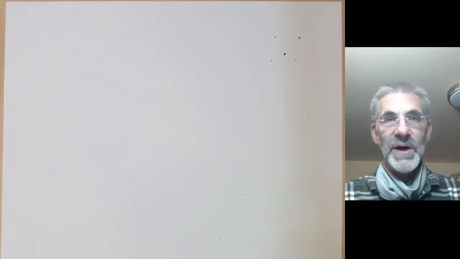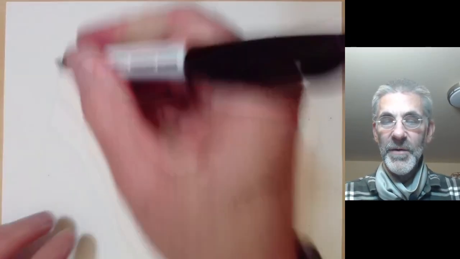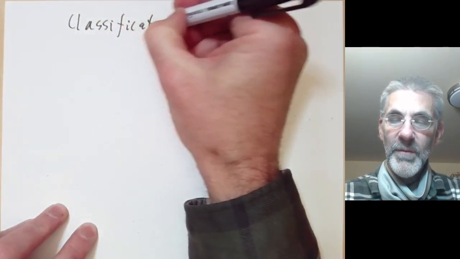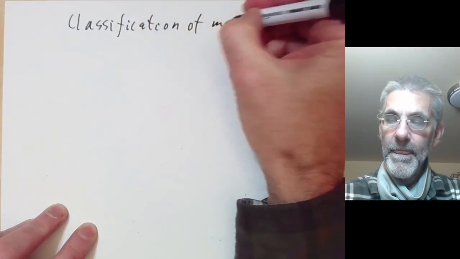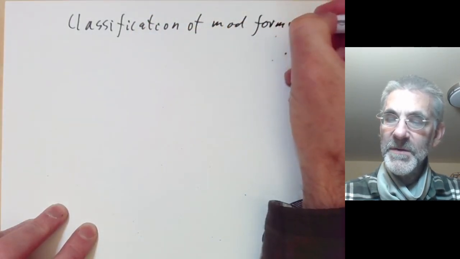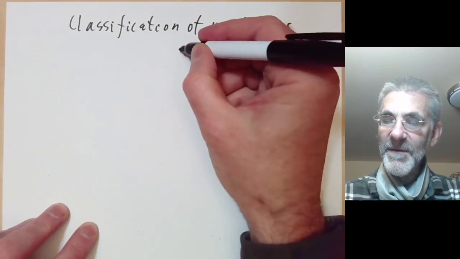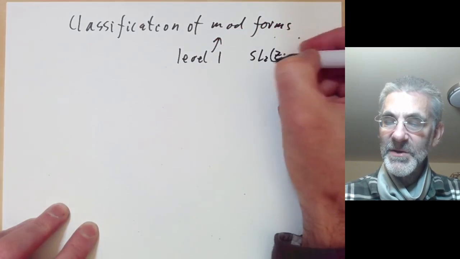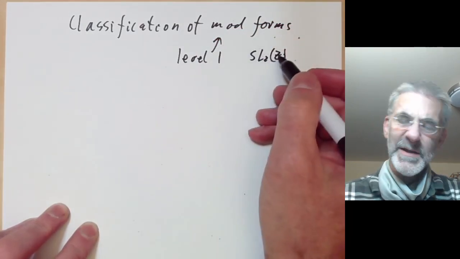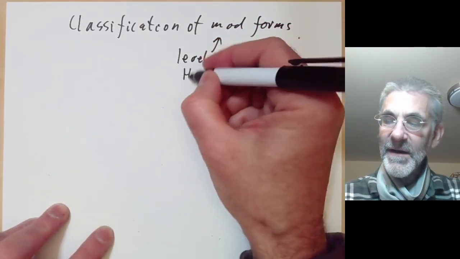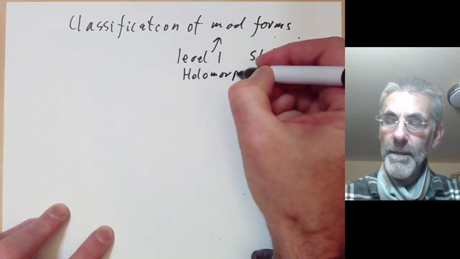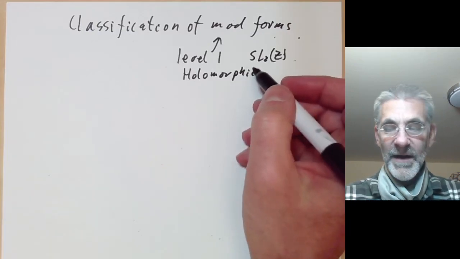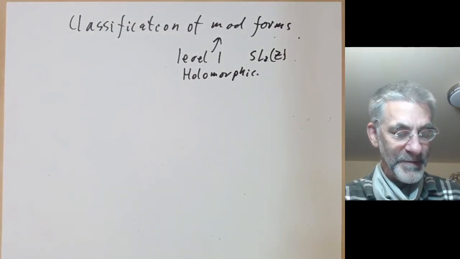This lecture is part of a series of lectures on modular forms and will be about classification of modular forms. So the modular forms we're going to classify, first of all, are going to be level 1, which means they're modular forms for SL2 of Z rather than for some subgroup of SL2 of Z. And secondly, they're going to be holomorphic, which means holomorphic on the upper half plane and also at i infinity, as we explained last time.